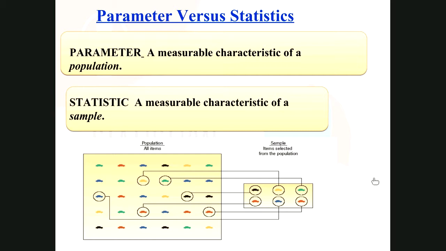Okay. So we talked about this before, parameter versus statistics. Okay, so the parameter is a measurable characteristic of a population, and a statistic is a measurable characteristic of a sample. And we talked about that before.